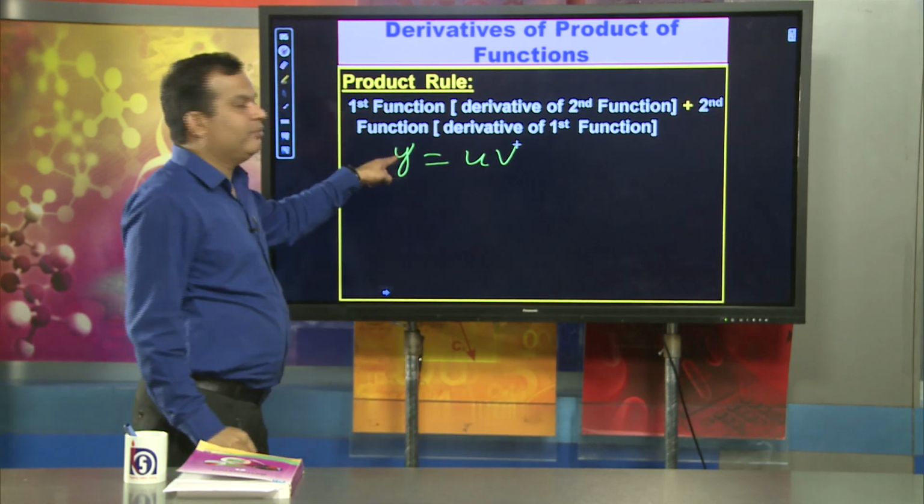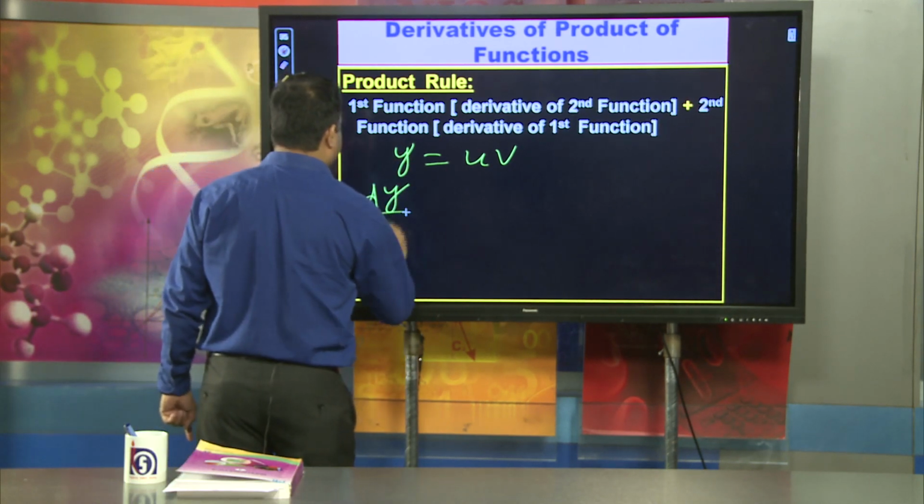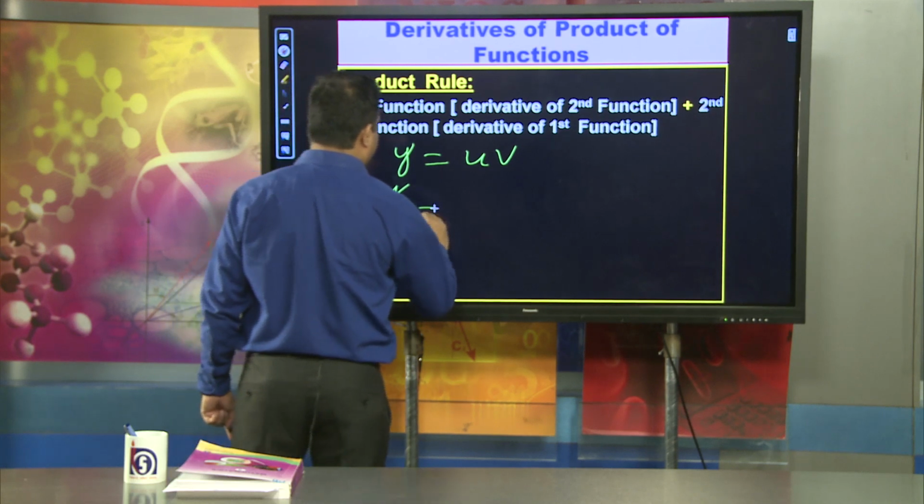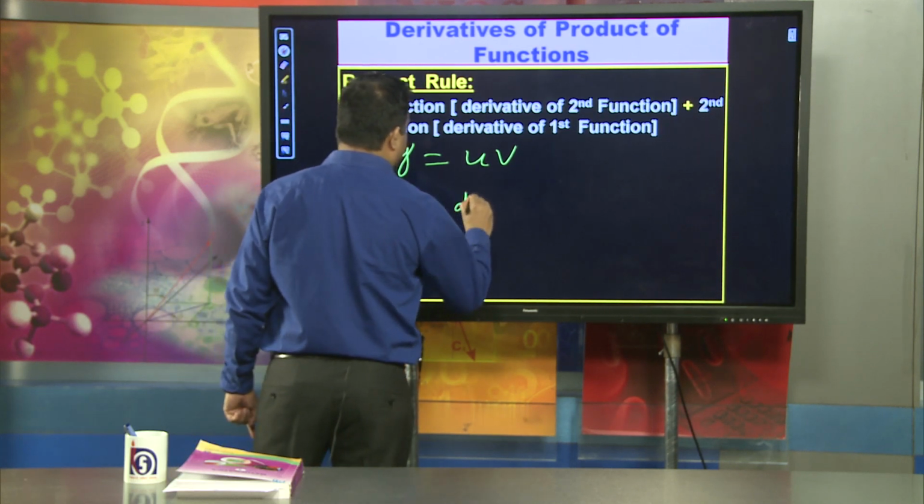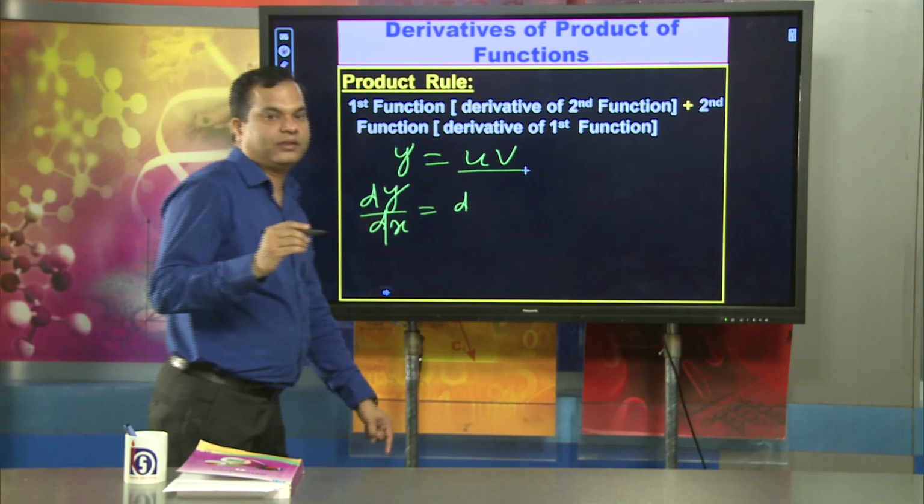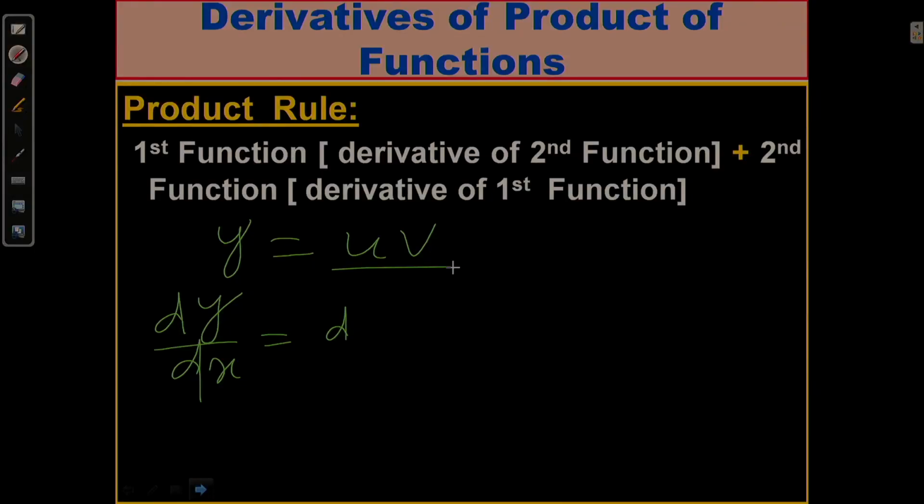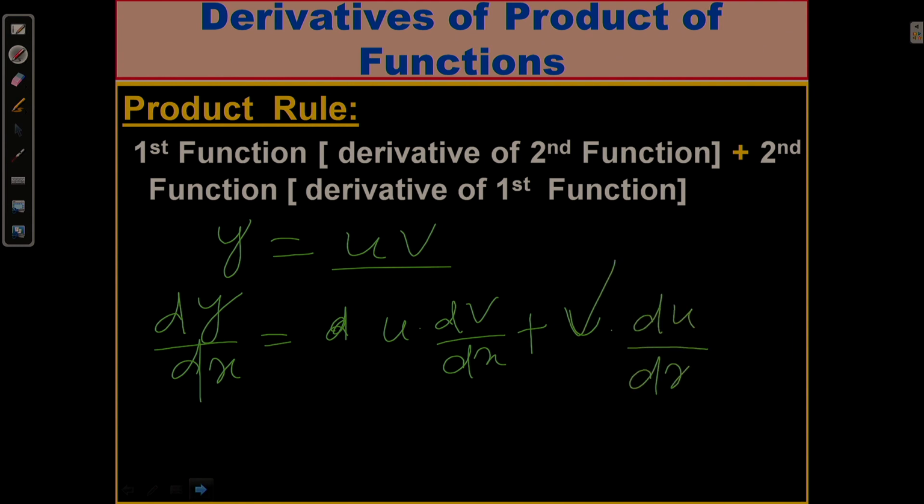Suppose a function is y equal to uv. What will be the derivative of y? dy by dx equal to, the product rule is a very important thing. Suppose I have written the first and second function: u into the derivative of v, plus v into the derivative of u.